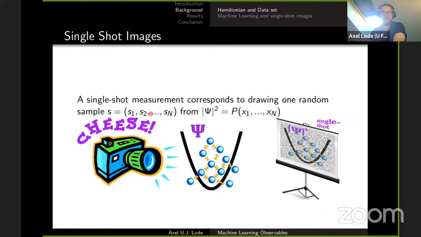We denote them here by S1 to Sn, which are the positions of all particles, or it can also be the momenta of all particles if we choose a momentum space representation. And of course, if we have a correlated state of interacting particles, then these correlations are going to be embedded in our random samples S. In this talk, we're going to try and use these correlations in order to get more information out of these pictures.